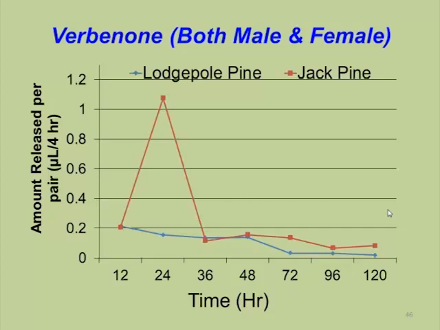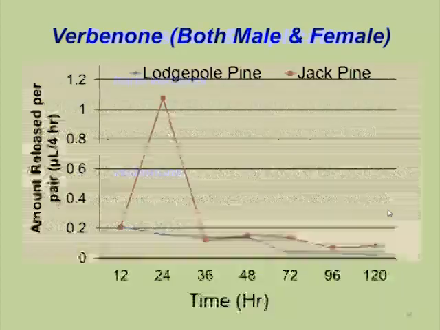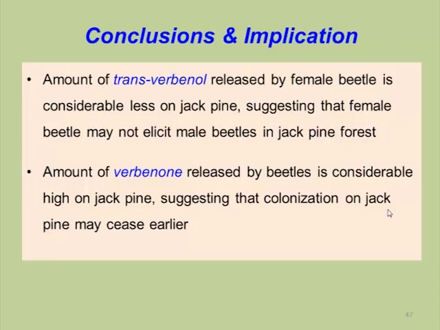I never reported this. I'm discussing these results with one of the pheromone chemists, retired professor John Borden, actually. Whether this really makes sense or is our error, I don't know. But these have major implications for us. First of all, since the female releases less trans-verbenol, which is the aggregation pheromone, if they cannot really attract males on jack pine, most likely they never attract anything else. They cannot have a successful colonization on jack pine.